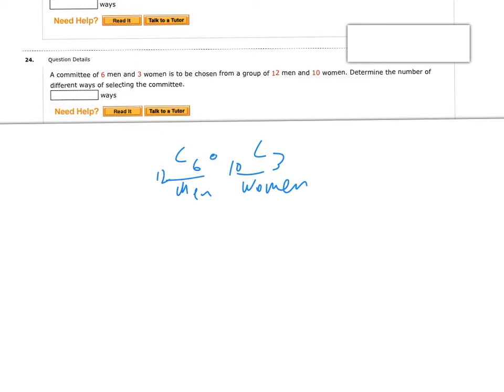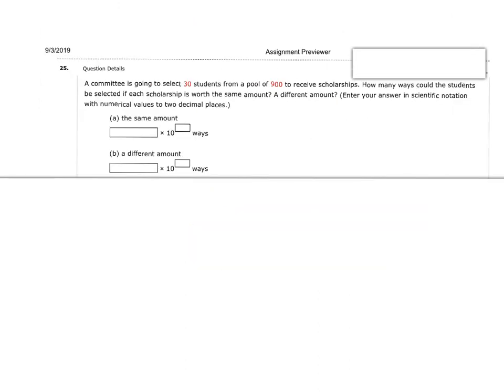And we're going to multiply those two together because everyone from here has to match up with everyone from there. I don't need to double this because I don't need to switch the order of the men and women, because they're all going onto the same committee. So I'm just going to type it in like this. And when I do that, I get 110880 combinations.